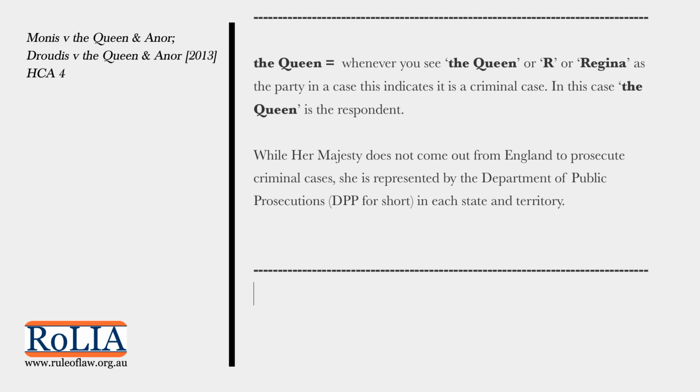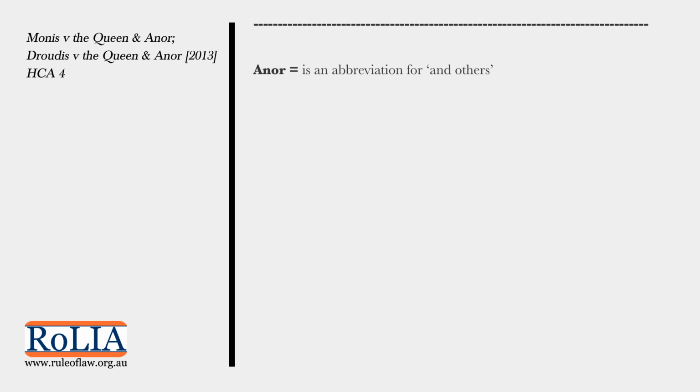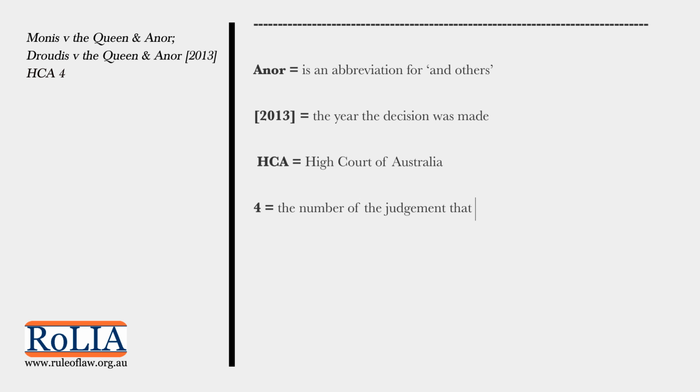The next part of the judgment is interesting. One little bit of vocabulary first. The term Anor is just an abbreviation for and others. So it means that while there's Monis and Drudas, there are other people involved in this case other than Monis and Drudas themselves. 2013 is the year the decision was made, and HCA stands for the High Court of Australia. The number 4 is just the number of the judgment in that particular year.